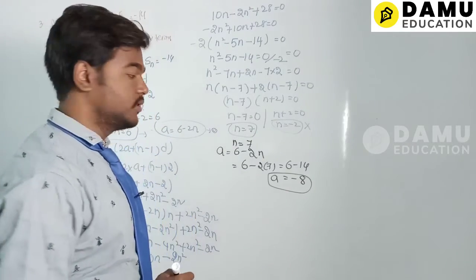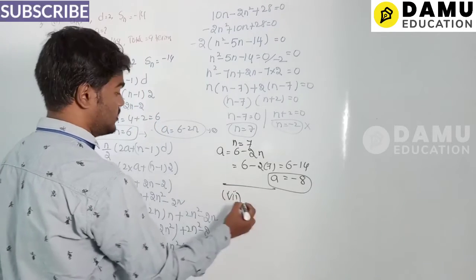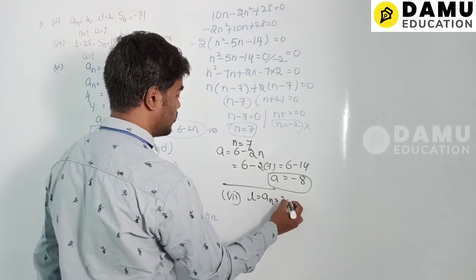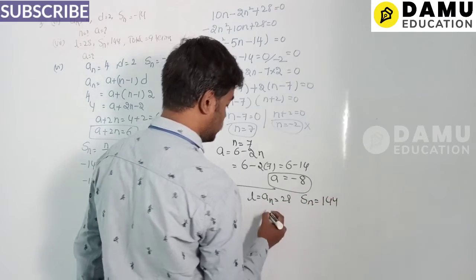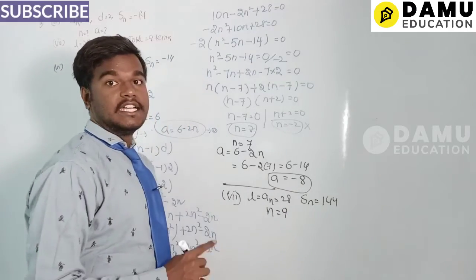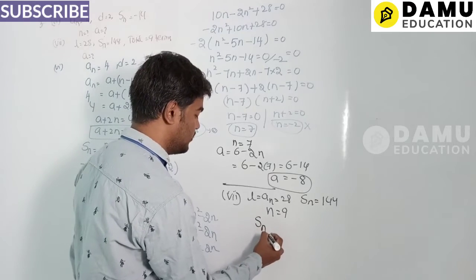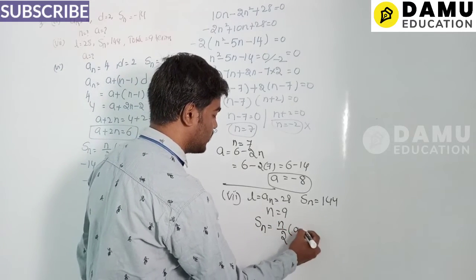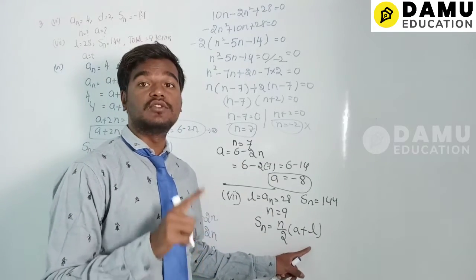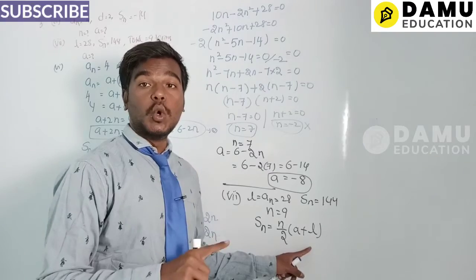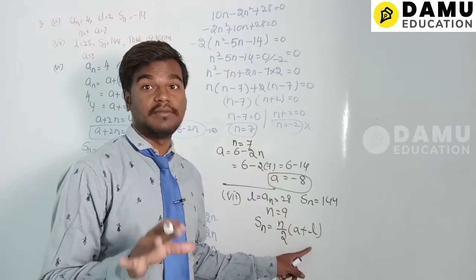Then what is the next one? So the seventh one, they are given that the last term, that is the nth term, will be equal to 28. Then the sum of n terms will be equal to 144. The total number of terms, that is n, is 9. So total number of terms is 9. Then find out the value of a. So Sn will be equal to n by 2 into a plus l. So the sum of n terms will be equal to n by 2 into a plus l. Actually 2a plus n minus 1 into d. So a plus n minus 1 into d is nothing but the last term, that is the nth term.